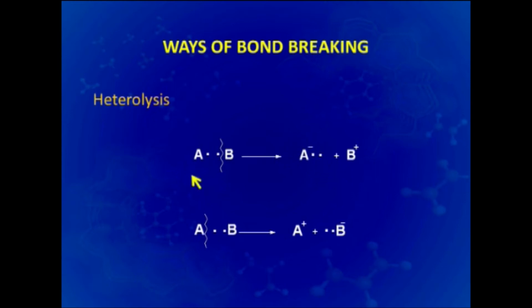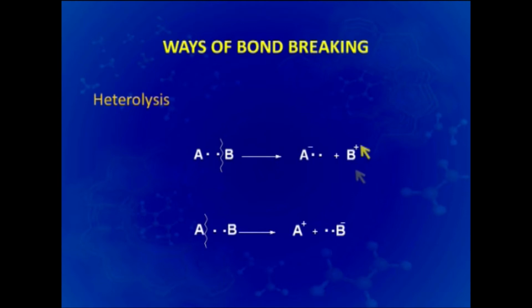What happens as a result of this heterolysis is that A gets the shared pair of electrons and gets a negative charge on itself, whereas because the B atom does not have that shared pair, it is left with a positive charge.